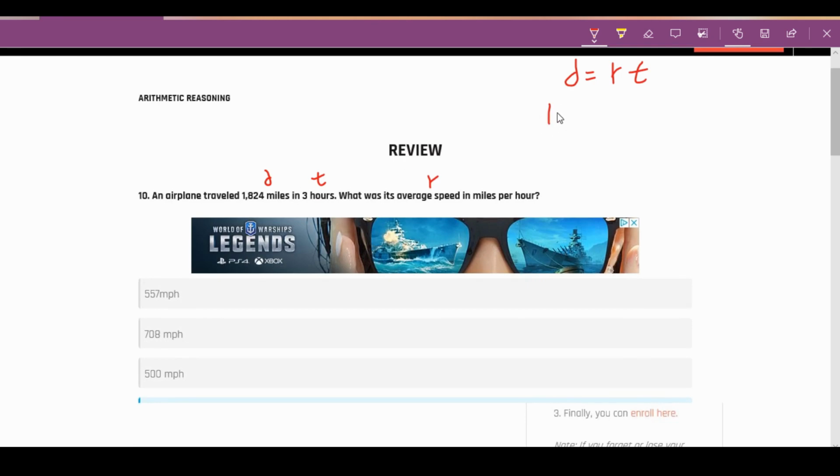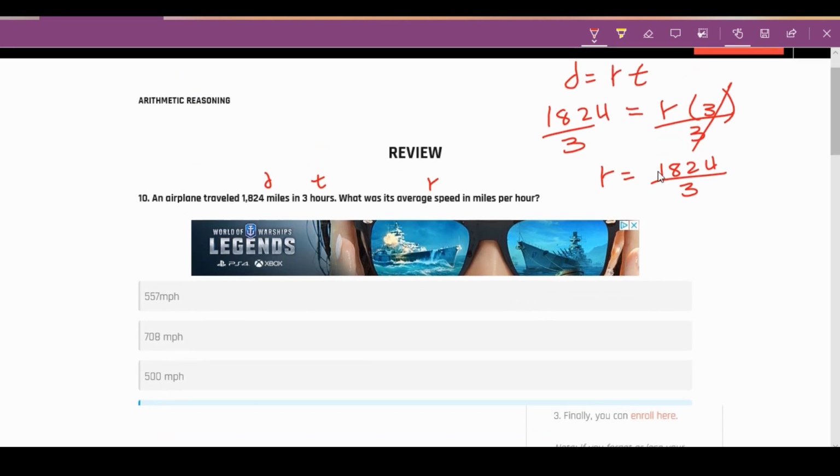Again, distance is 1,824 miles. Our rate is unknown, so we're going to leave that as r, and our time is 3. Again, the goal here is to solve for our rate. That is to get r by itself. So the first thing I'm going to do is divide both sides by 3, and by doing that, that gets rid of this 3. That leaves me with r equals 1824 divided by 3. And again, we can regard this as a fraction, 1824 over 3, or 1824 divided by 3.